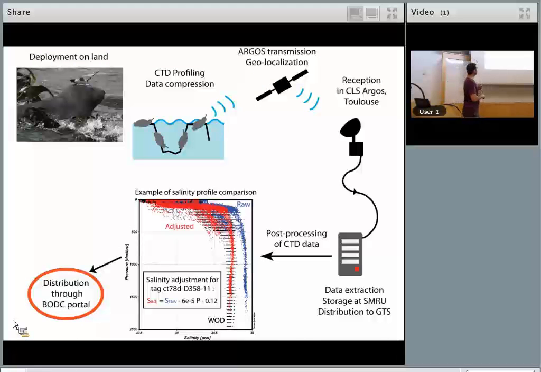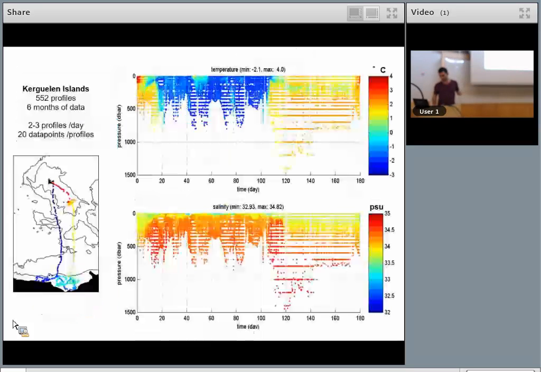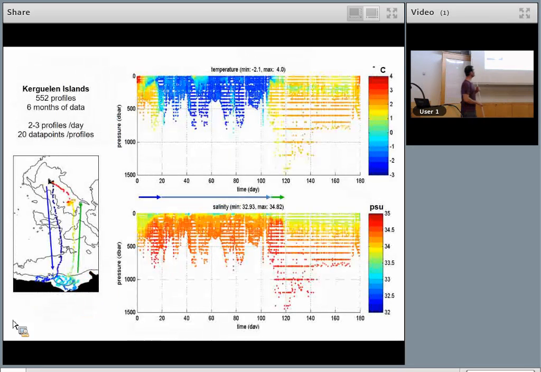And then once the instrument is on the animal, it will take measurements each time the animal is going back toward the surface, and then only a compressed version of the data is going to be sent by satellite. The type of satellite is called Argos. That's also by satellite that we get geolocation. Then we receive data, we process the data, and then we can use it for science. So here is how the data looks.